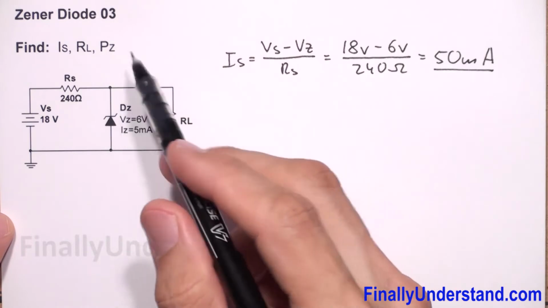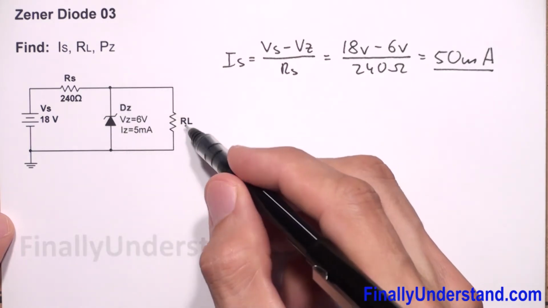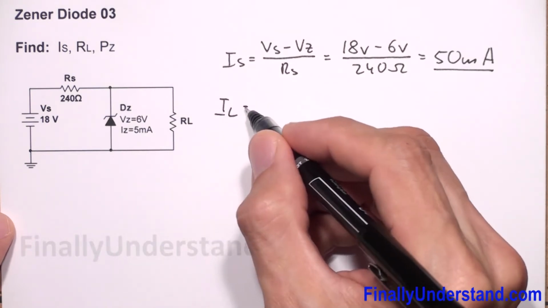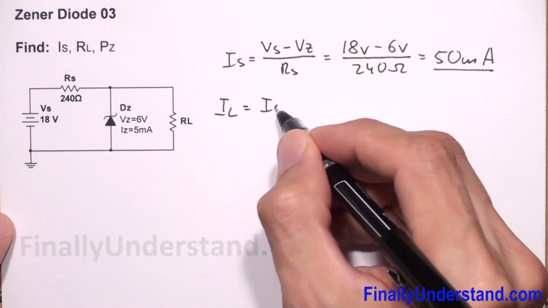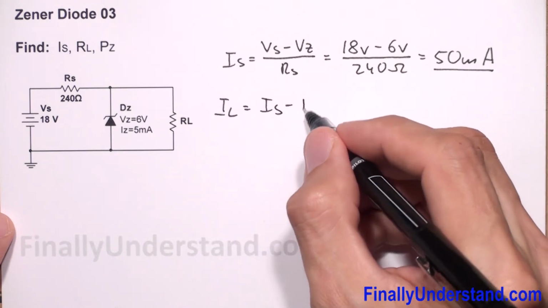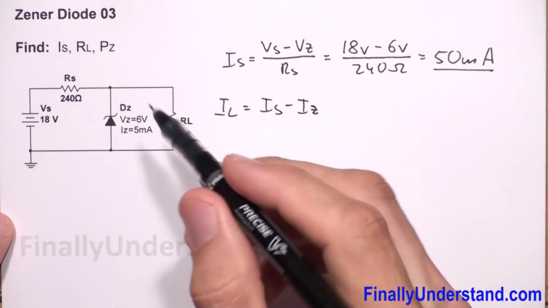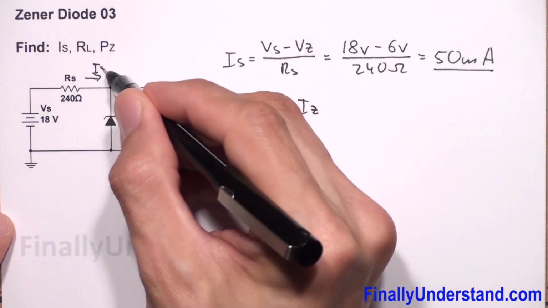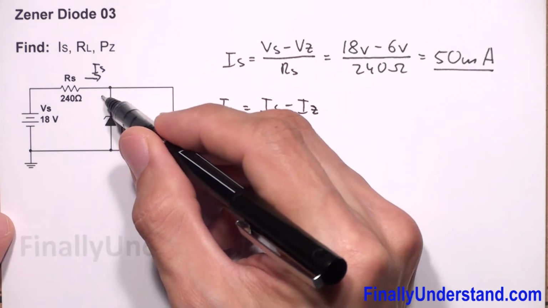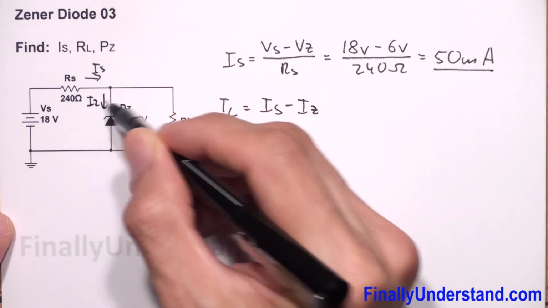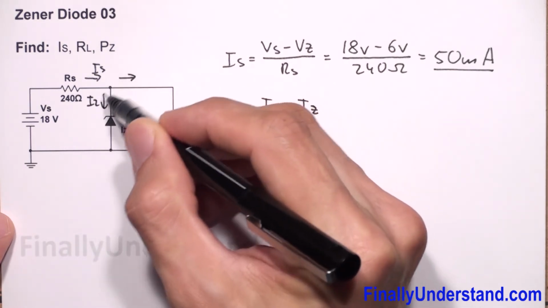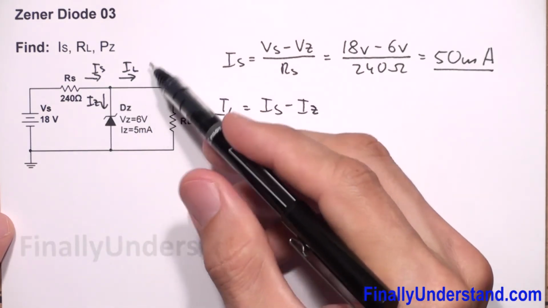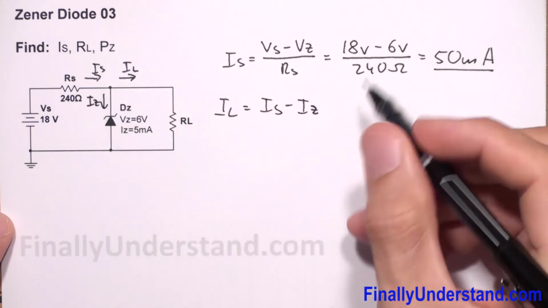Next, I'm supposed to find the current which will go through the resistor RL. So I can write that IL is equal to IS minus IZ. Okay, if you are going to use KCL, you're supposed to realize that my IS current is going to split into two currents. Okay, this is my IZ and this is my IL. So in order to find IL, I'm going to subtract IZ from IS.